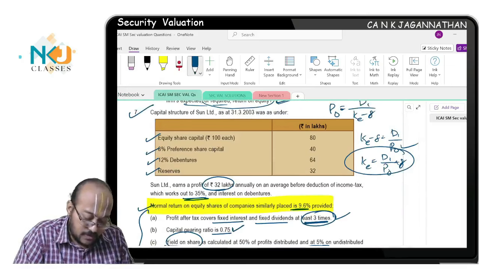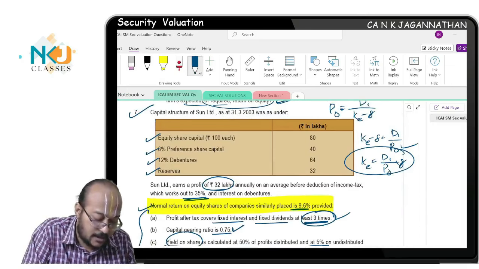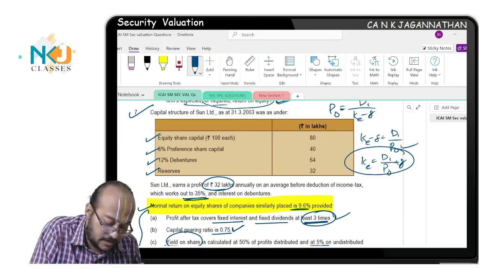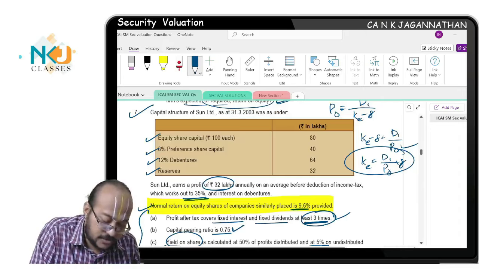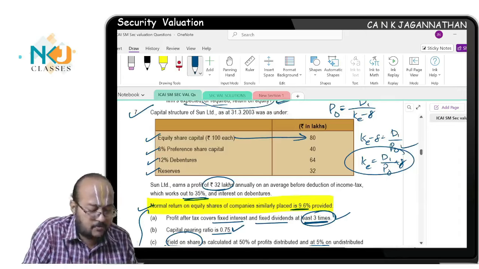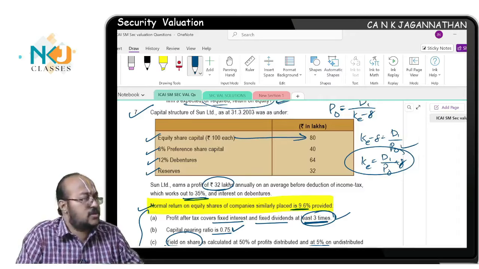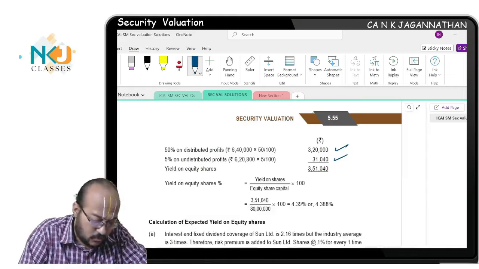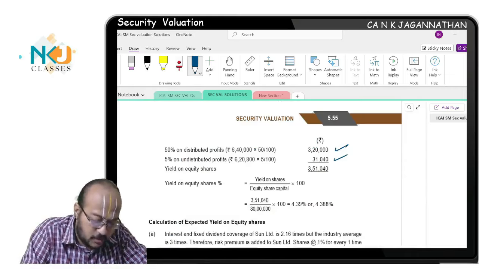See, what they have given is equity share capital of 100 each. Yes, 100 each face value they have given in this question. Up to 100 each, they have given the face value of this share. The number of shares you can compute, no issues. Assume 100 to be the face value. The number of shares you can compute. First, the total distributed profit you need to compute now.